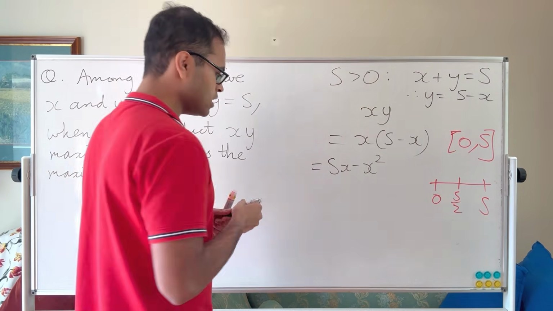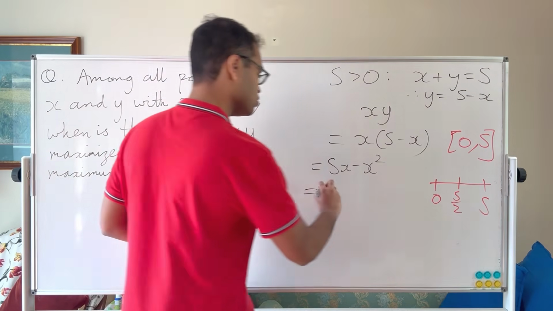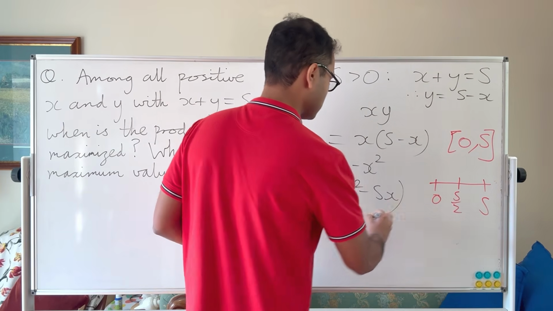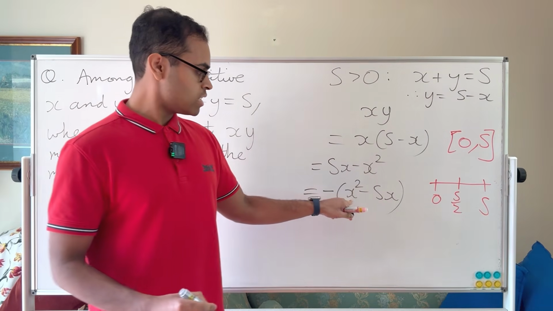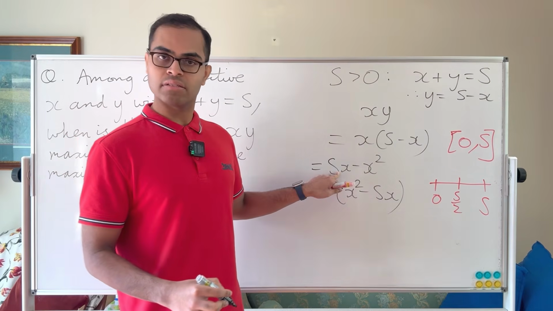Okay, so it looks a little bit opaque at the moment, but we can do this trick, which I'll show you. We take minus of x squared minus sx, okay, first of all. So just taking out that minus sign and putting it as x squared minus sx, which is minus x squared plus sx, okay, so nothing there.